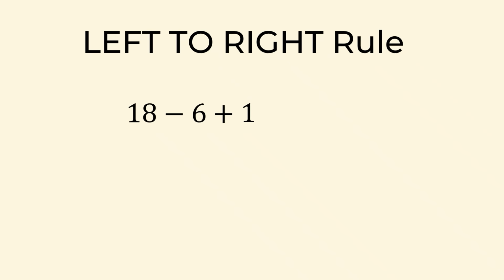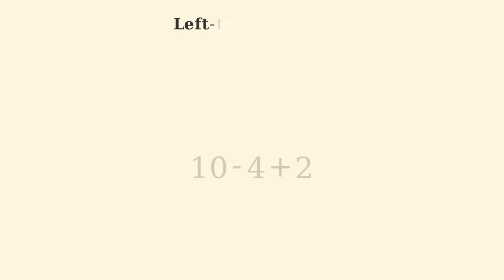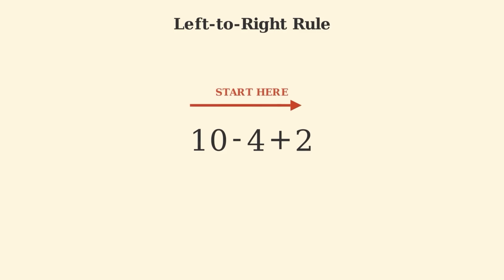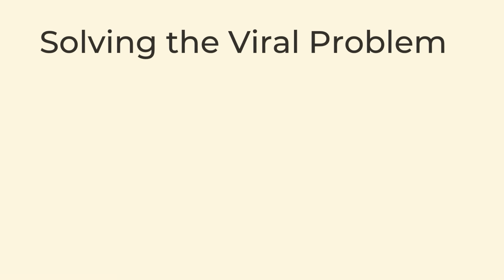Step 3. Now we're on tier 4, addition and subtraction. Left to right again. First, 18 minus 6 equals 12. Then, 12 plus 1 equals 13. This drill proves it. When operations share a tier, order is determined solely by left to right position. With our rules rock solid, let's conquer the viral expression. 60 divided by 5 times the quantity 7 minus 5.